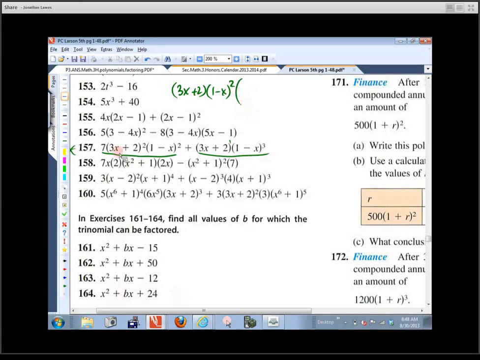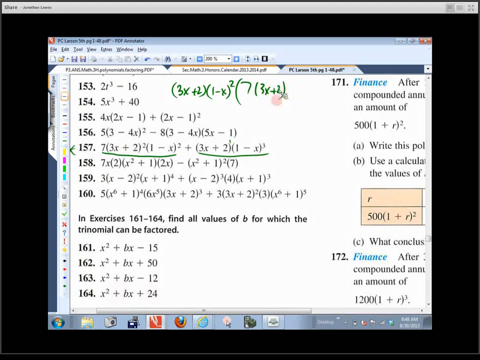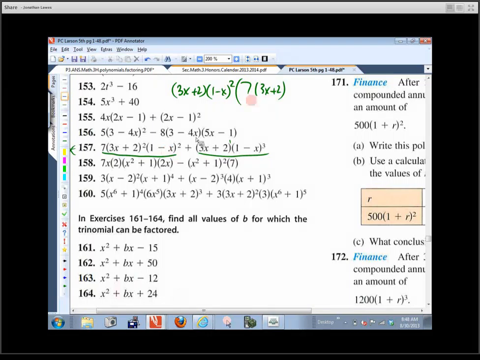Now let's write down what's left. Did I take out the 7? Nope, so I still have a 7. How many of these did I take out? Just one of them, so I've still got 3x plus 2 left. And how many of these did I take out? 2, so I don't have any of them. So the only thing left of that first term is a 7, parentheses, 3x plus 2.